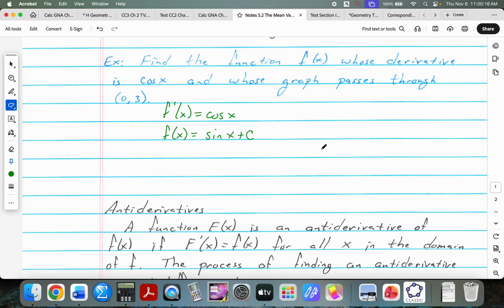Now, we want it to go through the point 0, 3. So we want 3 to be equal to sine of 0 plus a constant. Sine of 0 is 0. So that constant is 3.